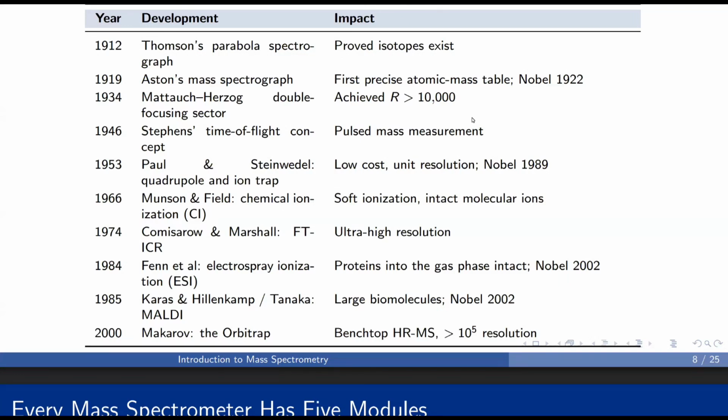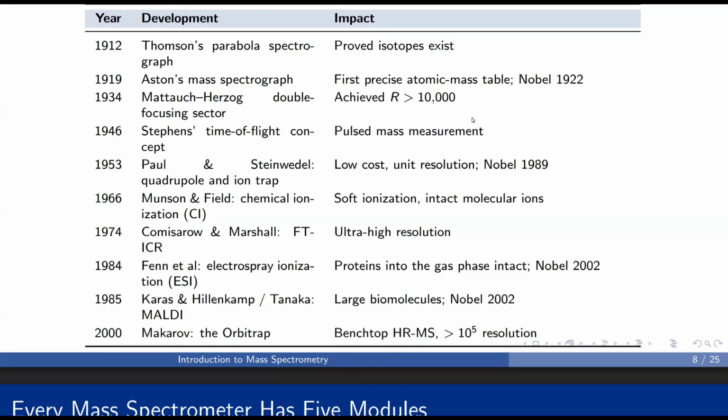In 1934, Mattauch and Herzog designed the double focusing sector instrument. Double focusing means it corrects for both energy spread and angular spread in the ion beam. With that design, you can reach resolving powers of 10,000 or more. Sector instruments remained the high-resolution workhorses for about 50 years.